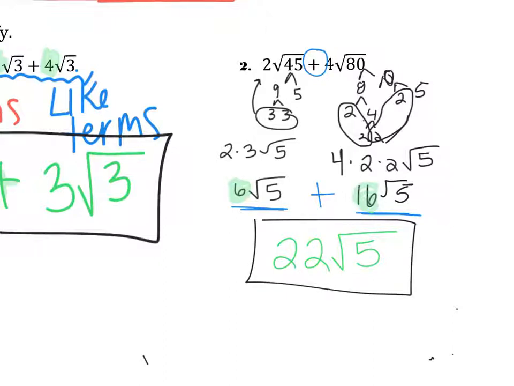So the reason why I included example 2 in the workbook is because it's important to realize if you don't see like terms right off the bat, take a look, see if you can reduce those radicals. Sometimes when you reduce the radicals, you will find some like terms that you didn't quite see in the beginning.